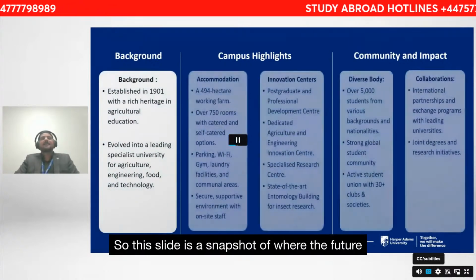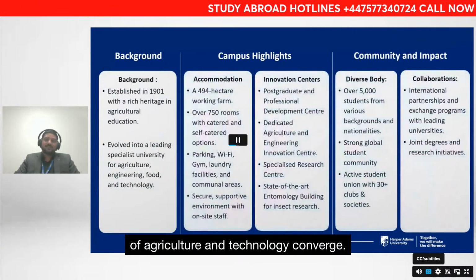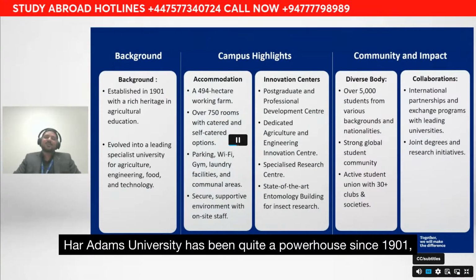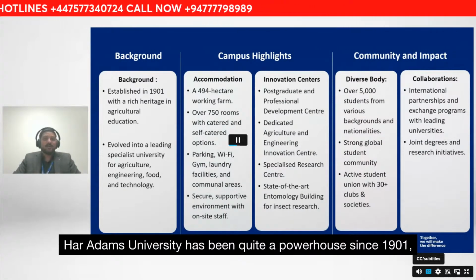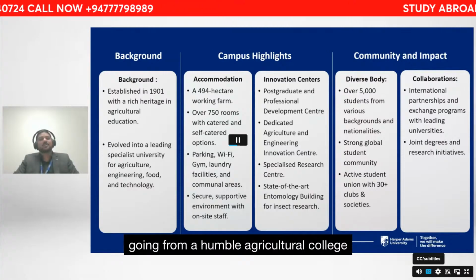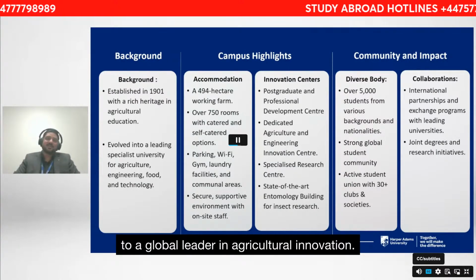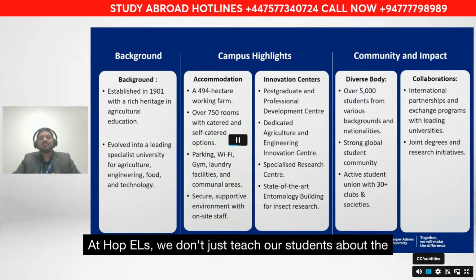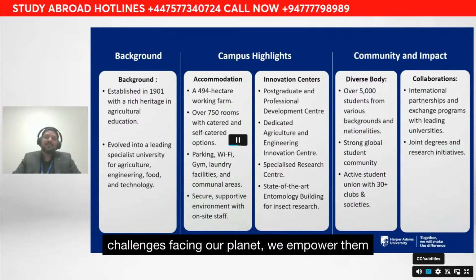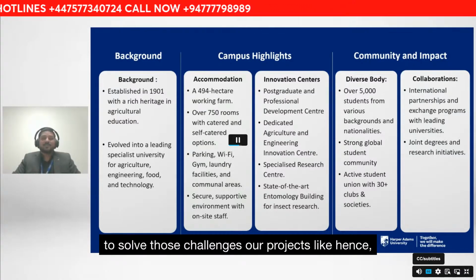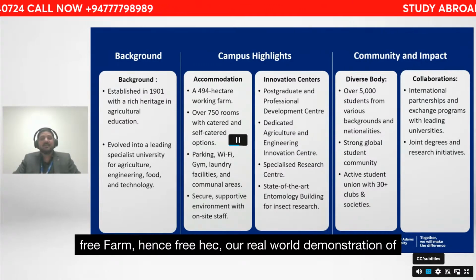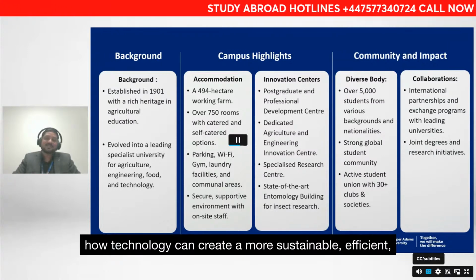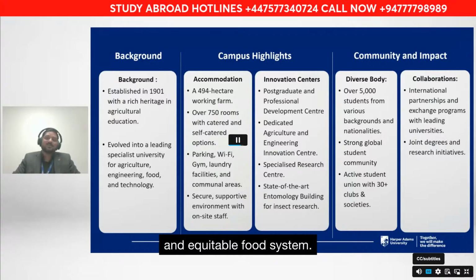So this slide is a snapshot of where the future of agriculture and technology converge. Harper Adams University has been quite a powerhouse since 1901, growing from a humble agricultural college to a global leader in agricultural innovation. At Harper Adams, we don't just teach our students about the challenges facing our planet, we empower them to solve those challenges. Our projects like Hands-Free Farm, Hands-Free Hectare are real-world demonstrations of how technology can create a more sustainable, efficient, and equitable food system.